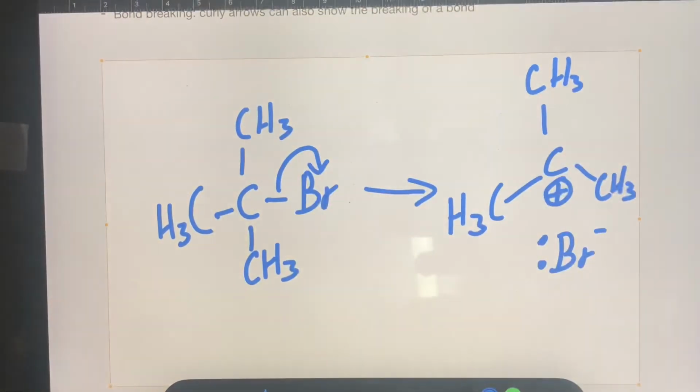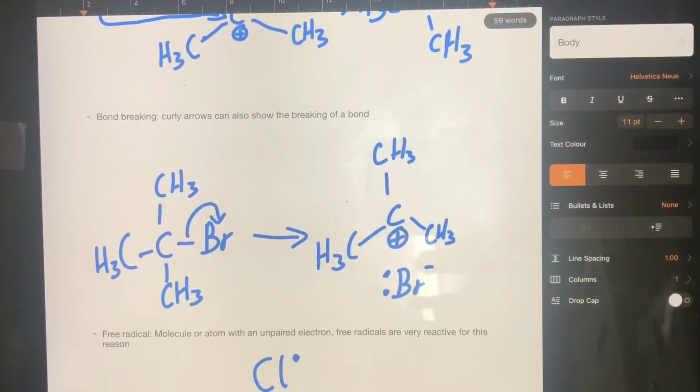And finally, I've probably done a video about this already, but there are free radicals. Free radicals are molecules or atoms with an unpaired electron. For this reason, free radicals are very reactive. An unpaired electron is shown using a dot, as shown there. So you always put a little dot there to show that it's unpaired.